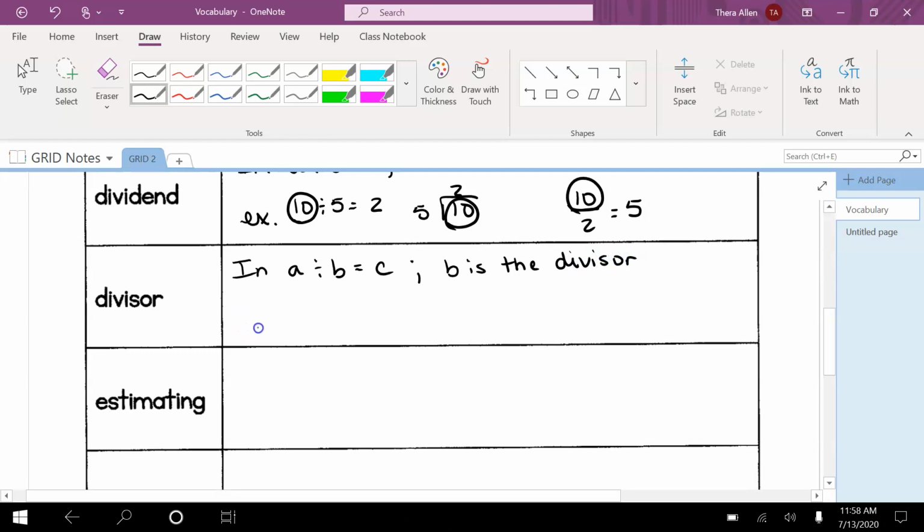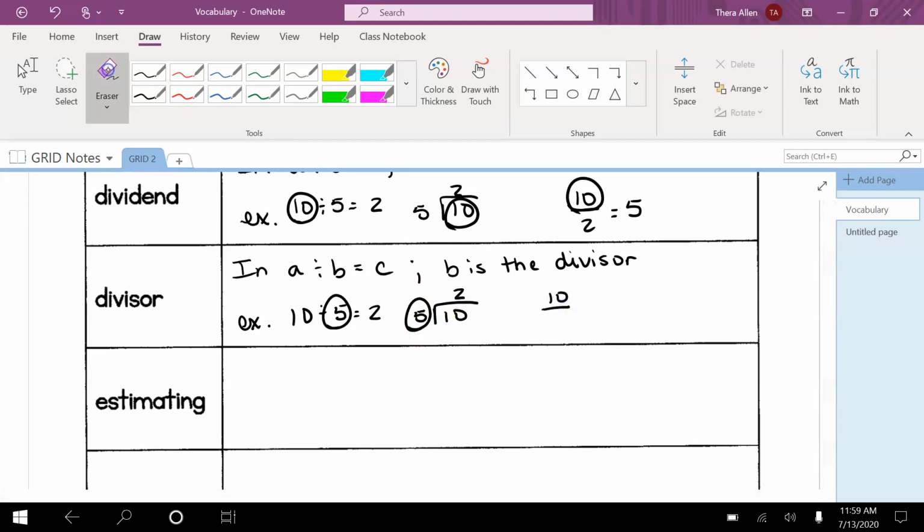Okay, so for example, let's use the same one that we were using. 10 divided by 5 equals 2. 5 is the divisor. I wrote that wrong up here. 10 divided by 5 equals 2. 5 is the divisor.